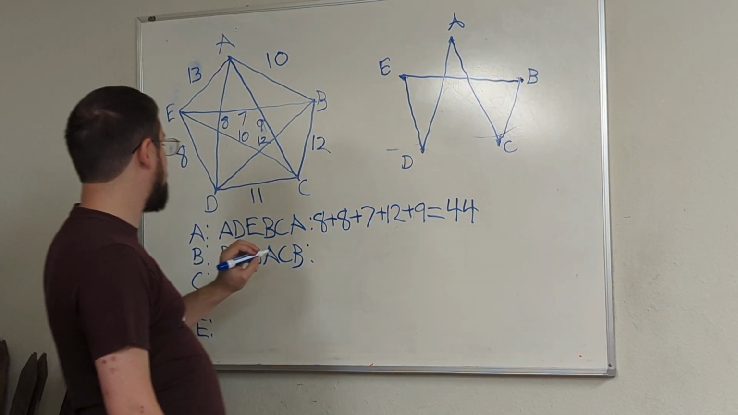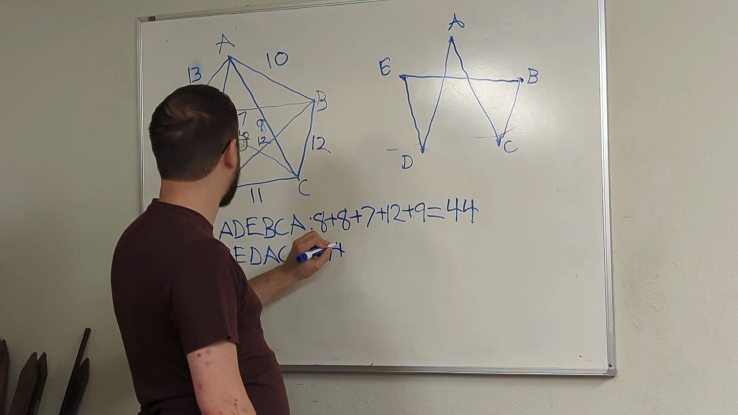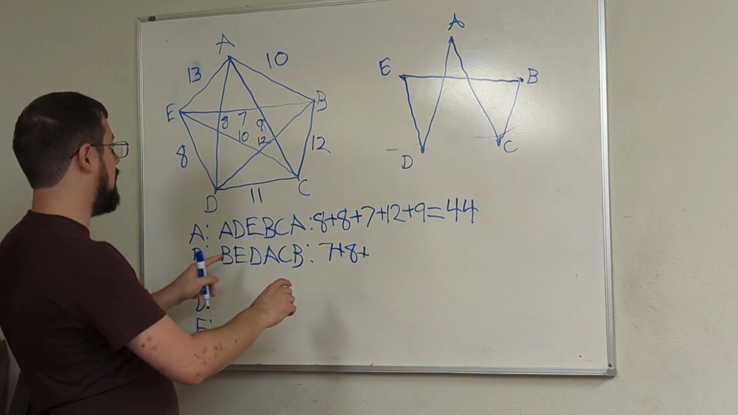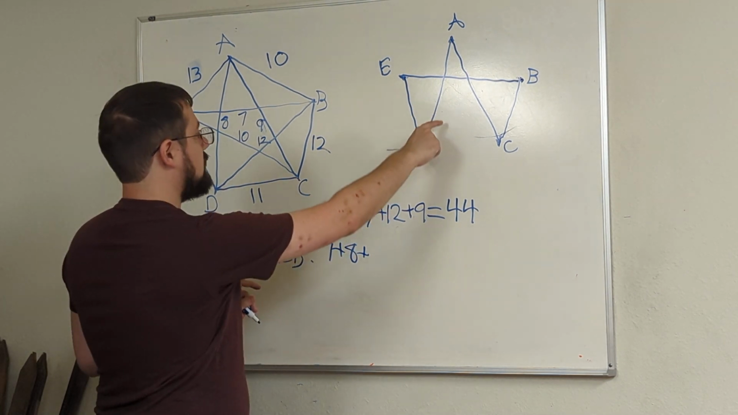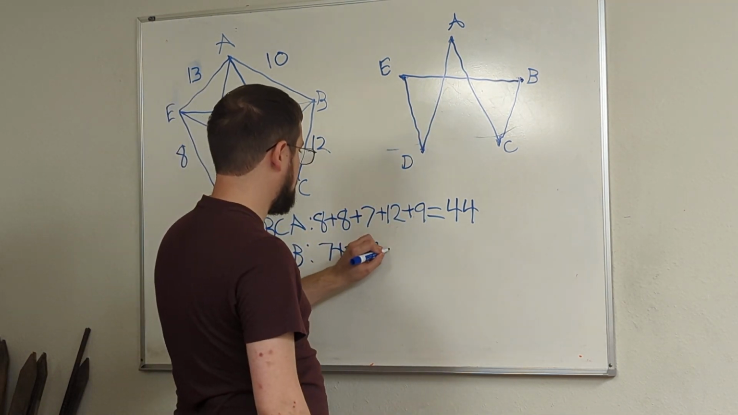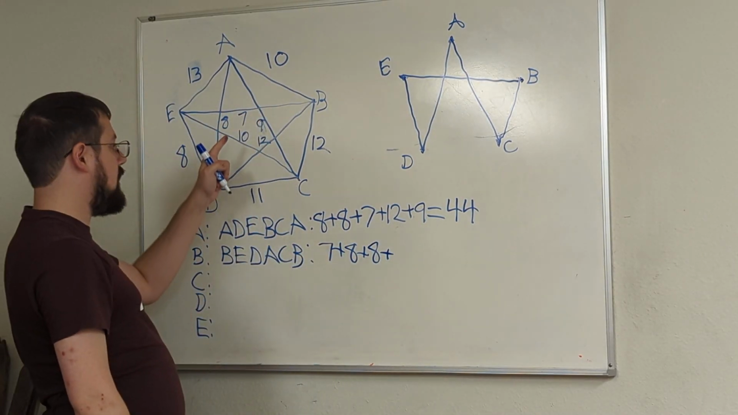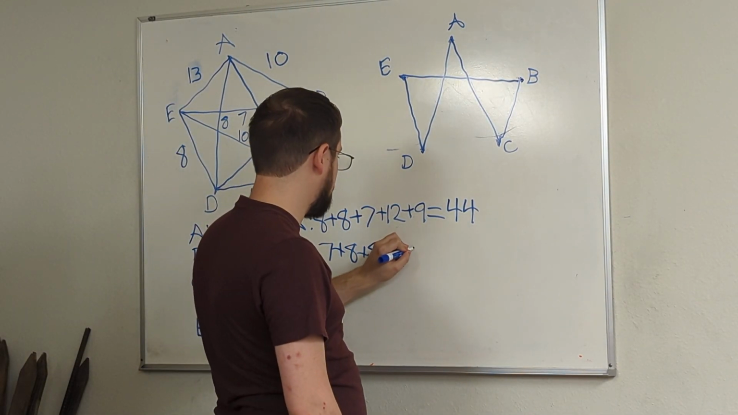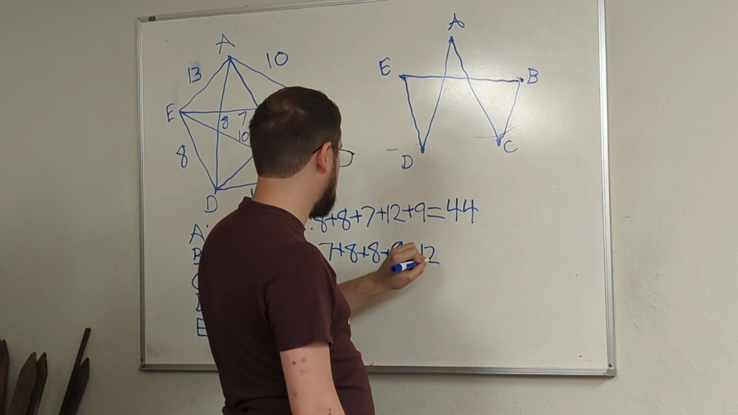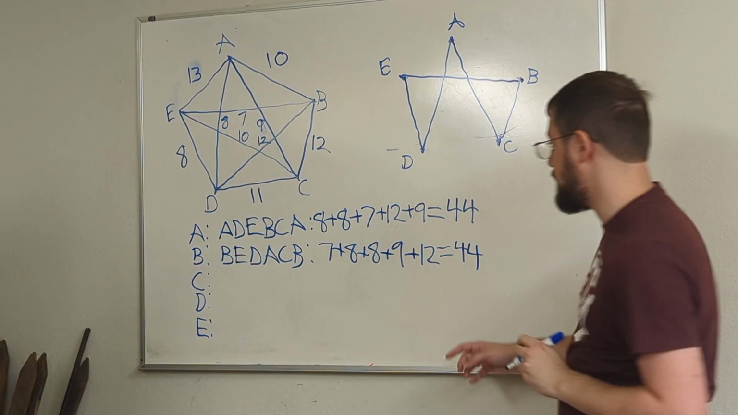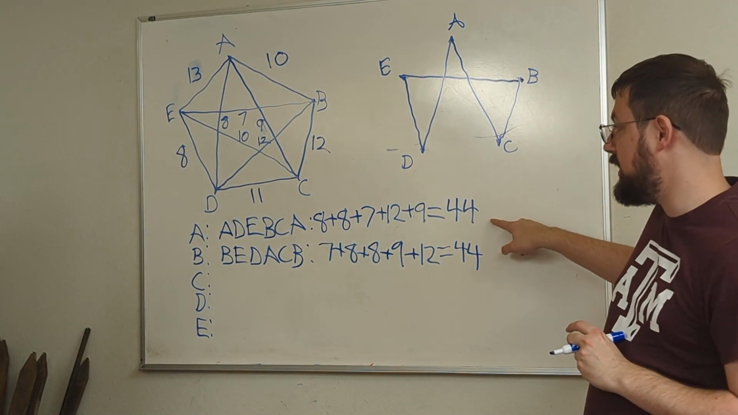So our total weights are going to be 7 plus 8 plus 8 again, plus 9 plus 12. And this is going to give us 44, as you might imagine, since we used all the same edges that we did when we started and ended at A.